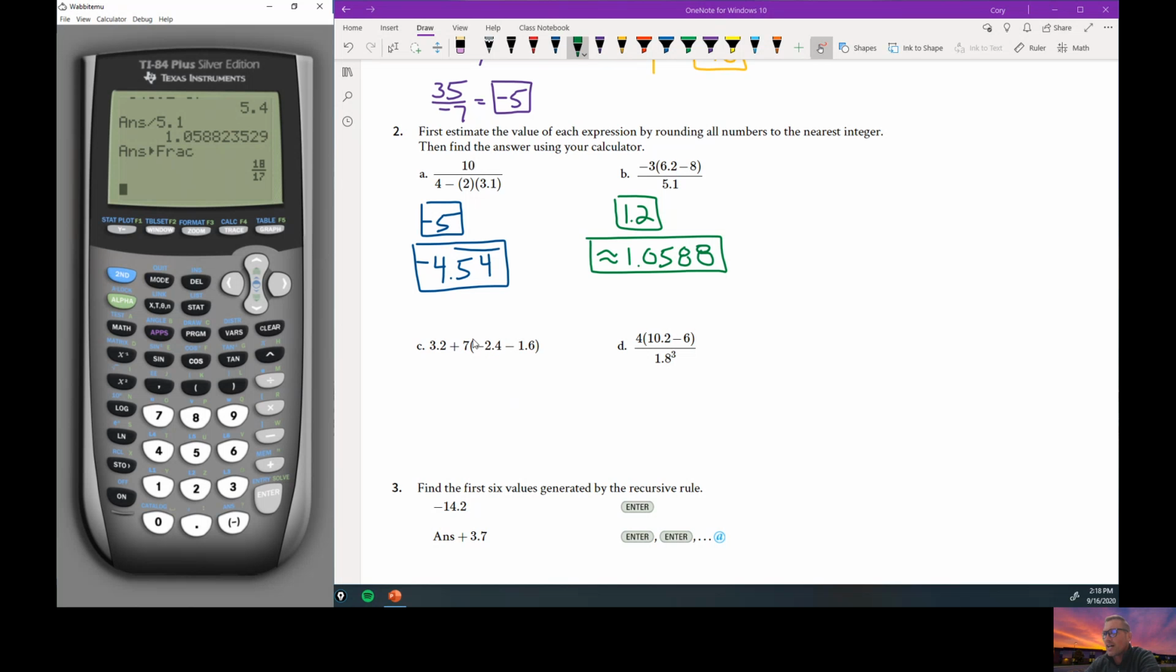All right, on C, we're going to do -2 would be the closest integer, -2, which would be the closest integer here. That's -4. Times 7 would be -28. So 3 minus 28 is about -25. See if that works out. 3.2 plus 7 times negative 2.4 minus 1.6. And yeah, it's exactly negative 24.8. That was pretty decent.